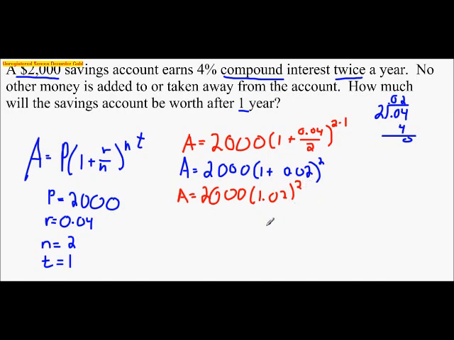Okay, and so this is where it gets kind of tricky, or if you're not very good at multiplying decimals, you might get thrown off here. And so right now we got 2,000 times 1.02 to the second power. If you remember your order of operations, you have to do your parentheses and your exponents first, right? So before we can multiply these two together, we need to do 1.02 squared.